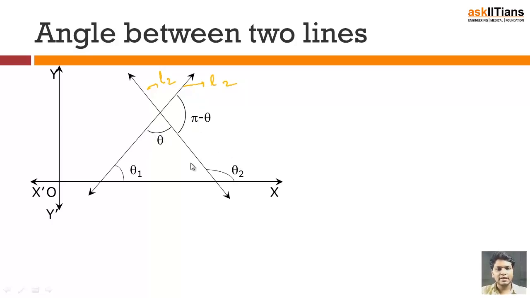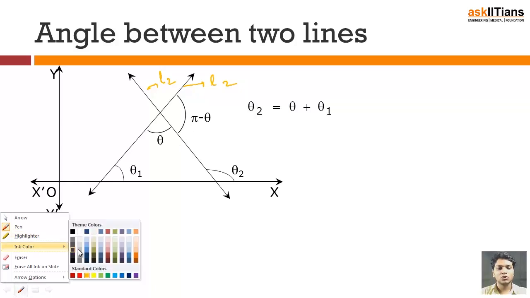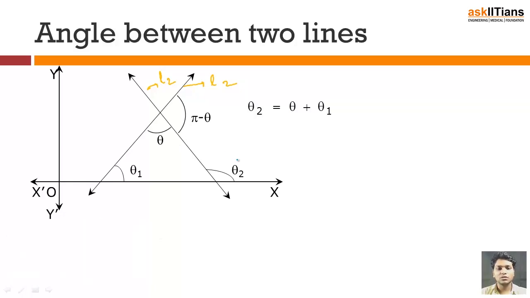See, this line L2 is making an angle theta 2 with the positive side of the x-axis. This line L1 is making an angle theta 1. So I can say that theta 2 will be equal to theta plus theta 1, because theta 2 is the exterior angle to the triangle which is made by these two lines and the x-axis, and theta plus theta 1 are the opposite interior angles, whose sum will be equal to theta 2. So next in the series, theta is theta 2 minus theta 1.